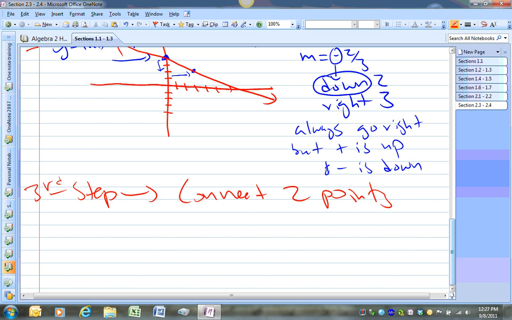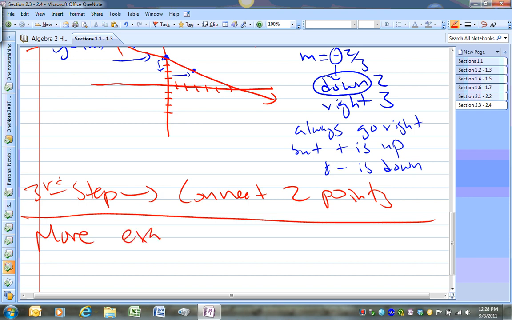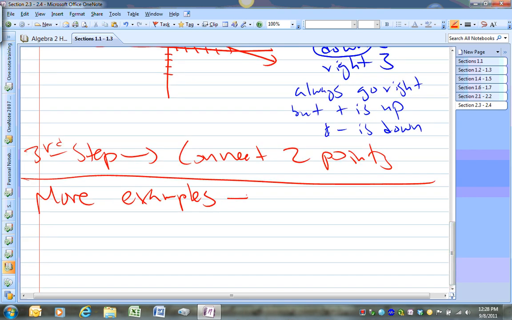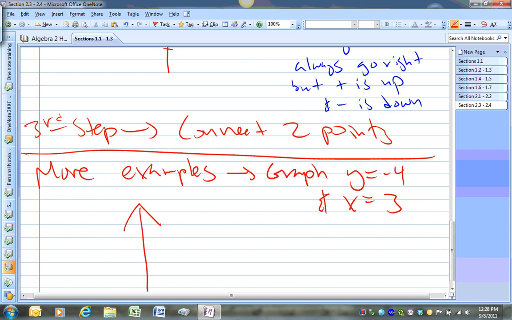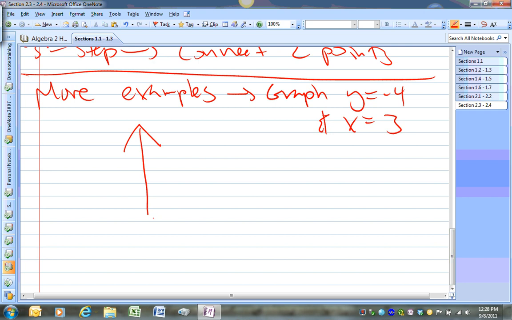I think there's a couple things from 2.3 that we should discuss. Here's just some more examples before I move on to 2.4. Let's say I asked you to graph y equals -4 and x equals 3. One, two, three, 4.